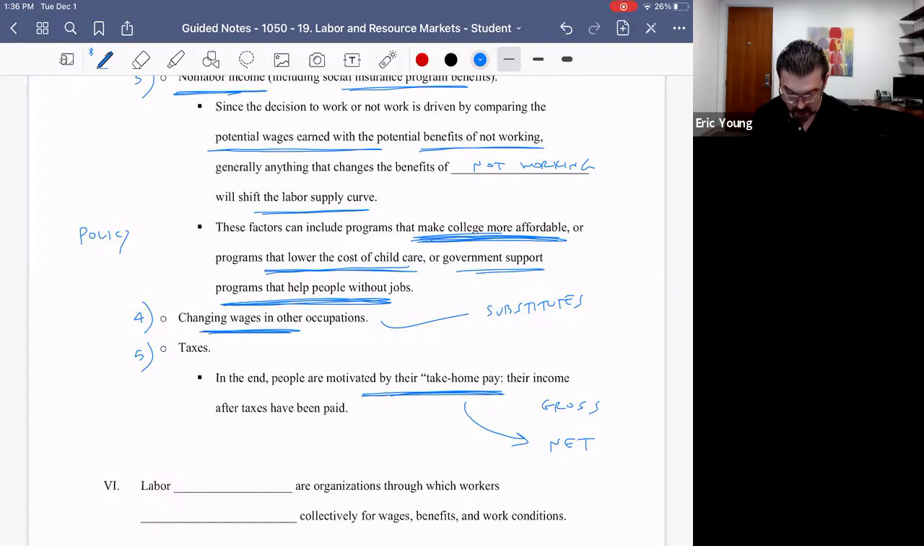This is especially true today in families that have two incomes. The decisions of the second wage earner, typically the lower earning wage earner, are highly driven by taxes. Okay, this is going to affect labor supply. That's all we got, my friends.